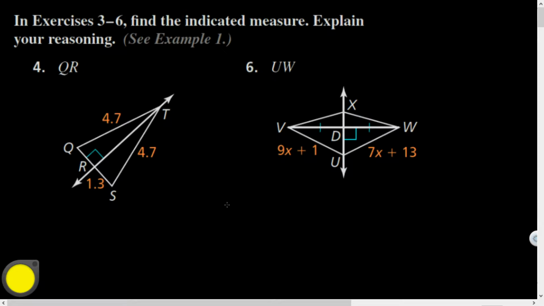Yesterday we were talking about the idea of bisectors, both angle and segment bisectors, and some properties that came out as a result of them. So here it says, find the indicated measure.